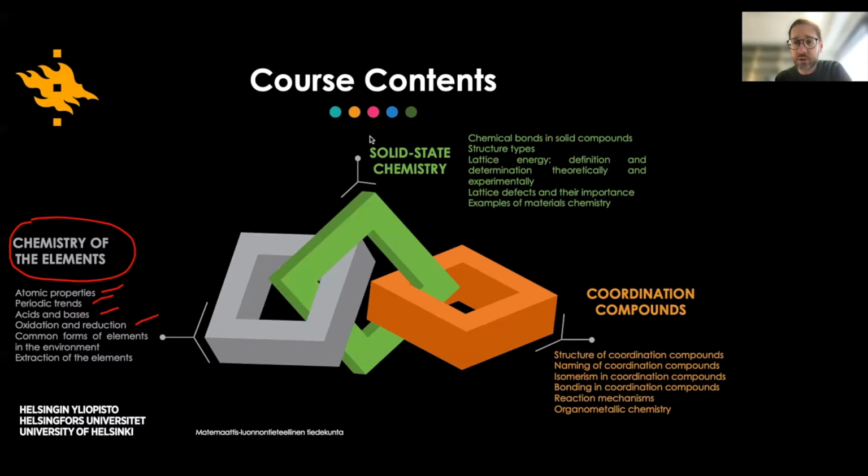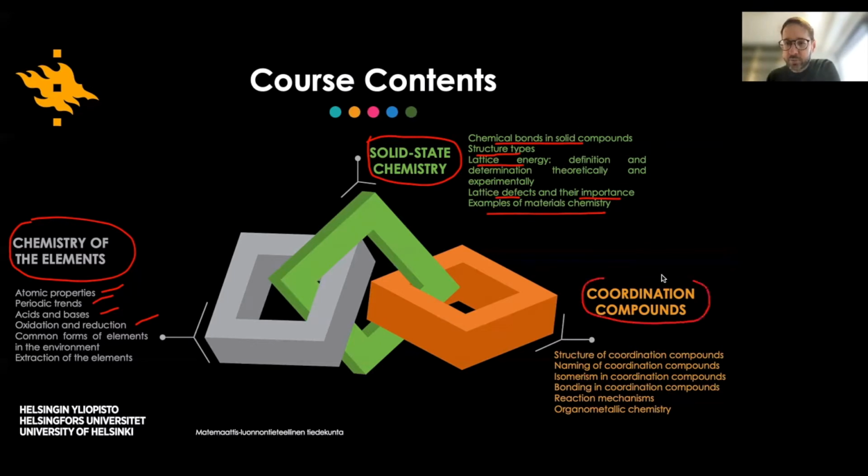Then, in the second part of the course, we will focus on solid state chemistry, in which inorganic chemistry plays a major part. Therefore, we will discuss chemical bonds in solid compounds. We will discuss structure types. We will discuss lattice energies. We will discuss defects and how these defects in solids are very important. And also we will discuss several examples in terms of synthesis and applications in the field of materials chemistry, which overlaps with inorganic chemistry as well in this area.